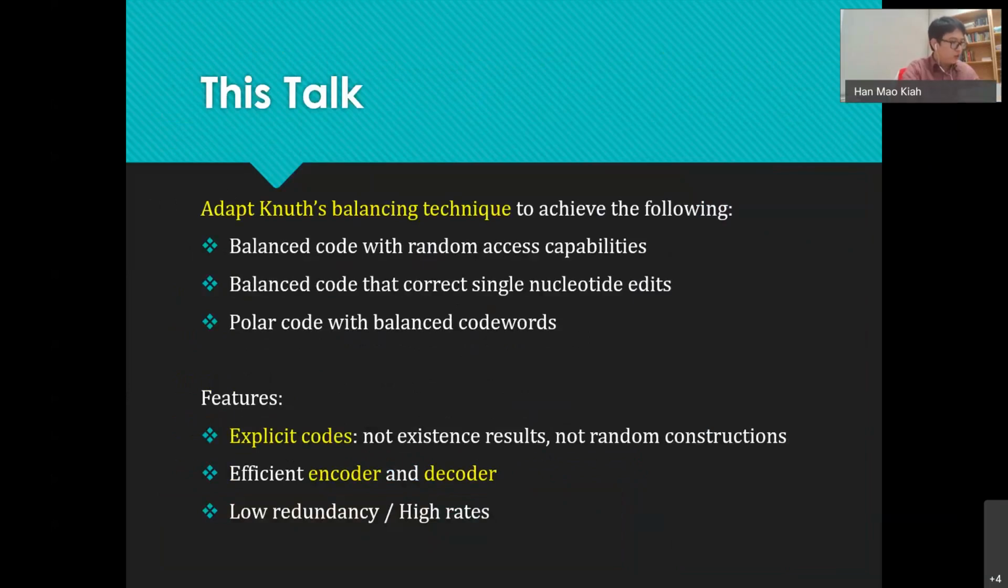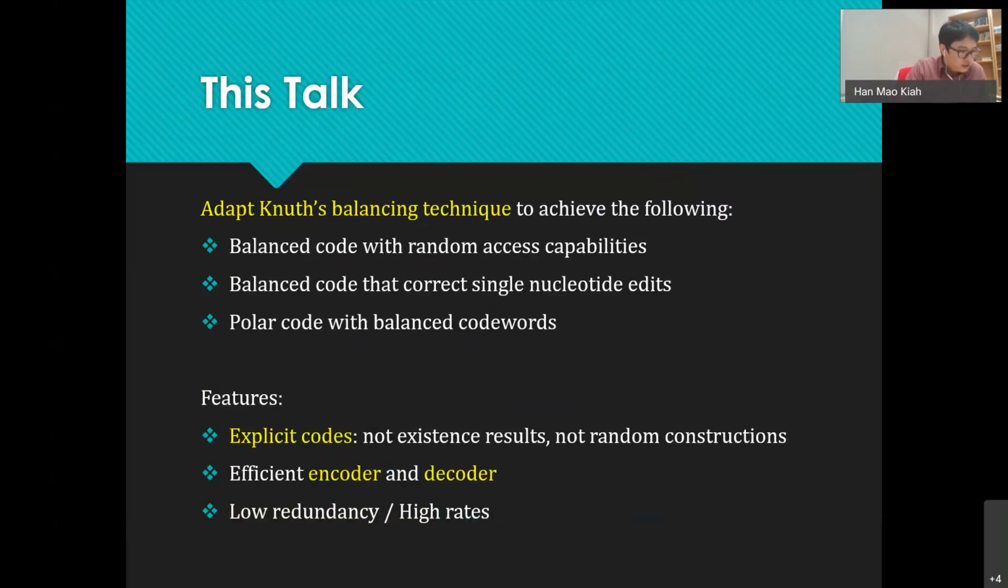And so in this talk, we will adapt Knuth's balancing technique to achieve the following objectives. First one is balanced codes with random access capabilities. Next is balanced codes that correct single nucleotide edits. And we also try to combine the balancing technique with polar codes.